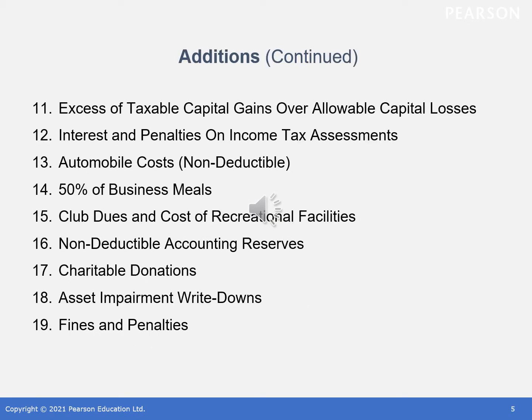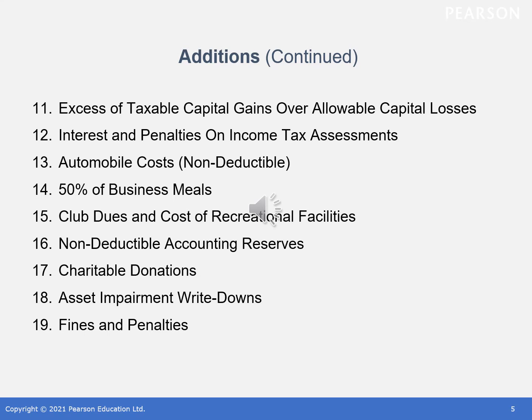Also, excess of taxable capital gains over the allowable capital losses, interest and penalties on income tax assessments, automobile costs that are non-deductible, half of business meal costs, club dues and rec fees, non-deductible accounting reserves, charitable donations, asset impairment, and fines and penalties.